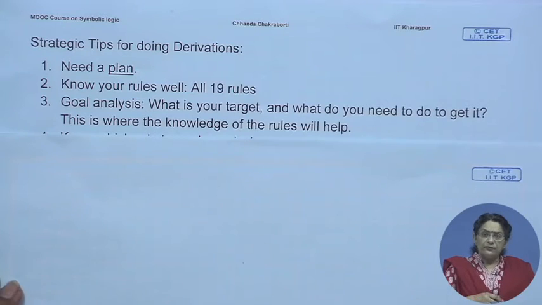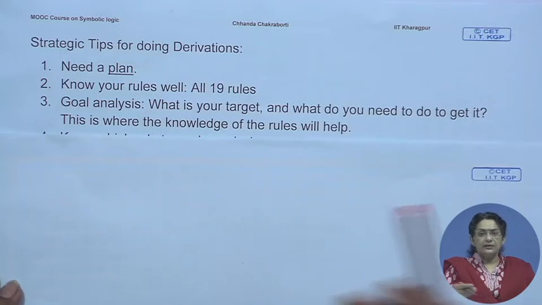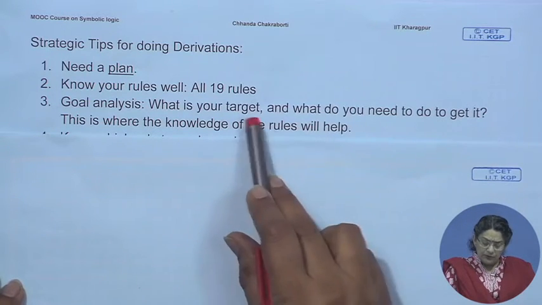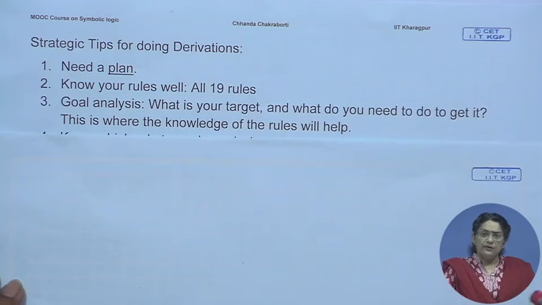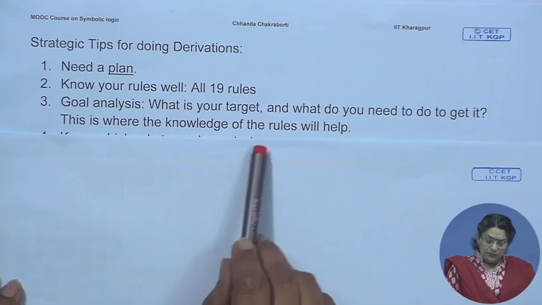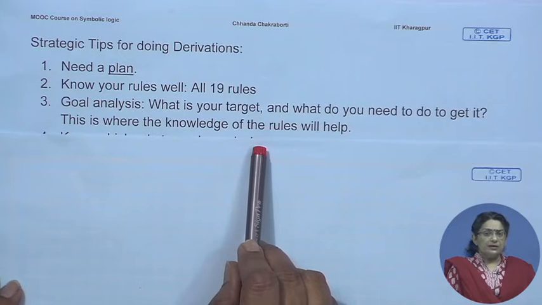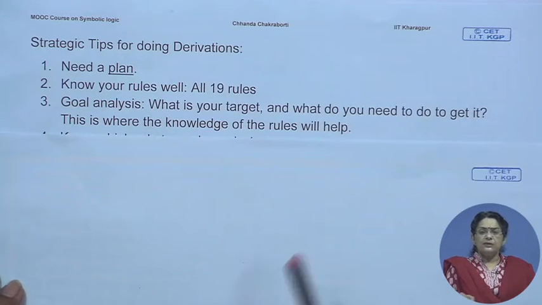The ultimate target, obviously, is the conclusion of the given argument that you are going to establish. But in order to get there, you probably need to arrive at some sub goals. This is where the knowledge of the rules is going to make an immense difference, because if you do not know the rules, you may think that many of the steps are not even possible, whereas there are very efficient ways to get at them, provided you know the rules.